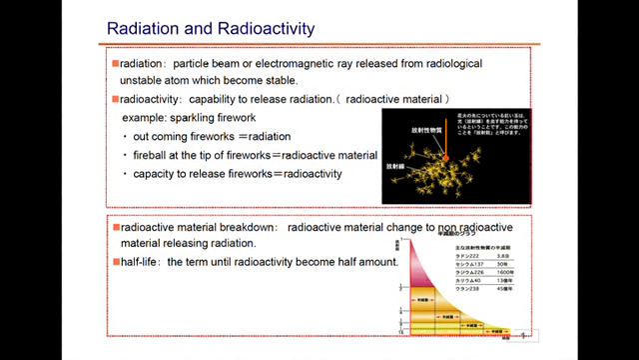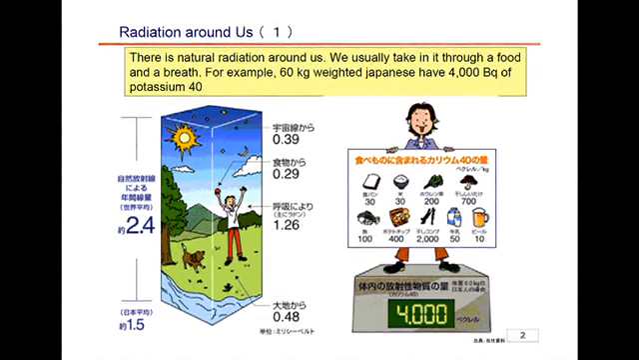They are 3.8 days for radon-222, approximately 30 years for cesium-137, which exists in the power station, approximately 1.3 billion years for potassium-40, and approximately 4.5 billion years for uranium-238. Next, please. Now we would like to explain the kinds of radiation doses which exist around us.